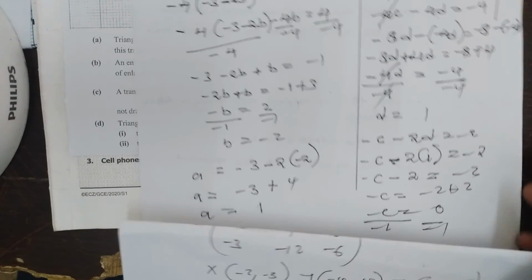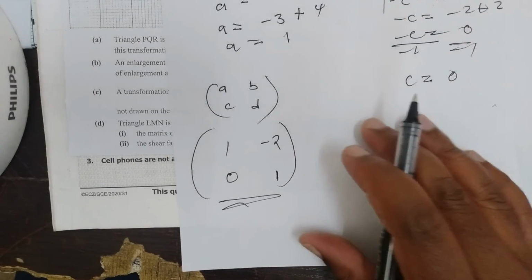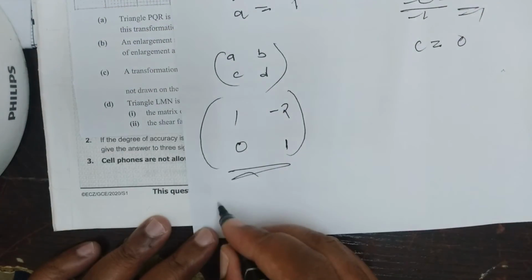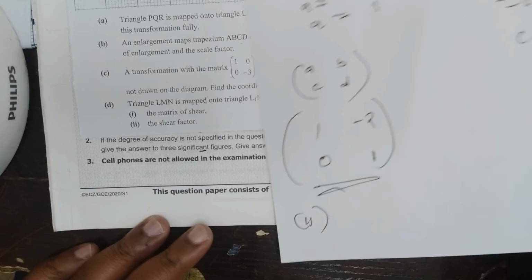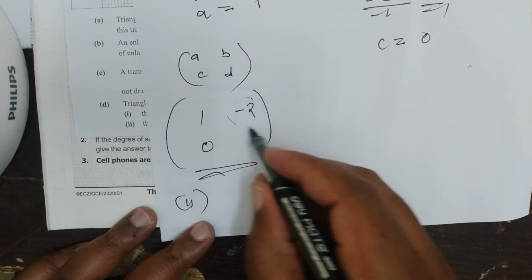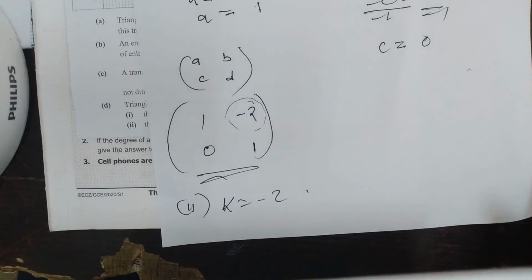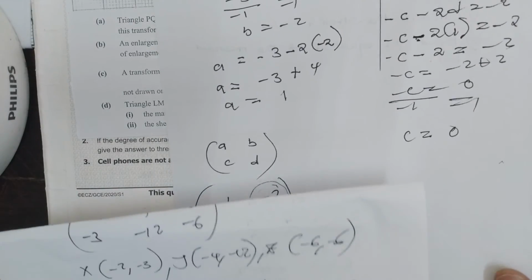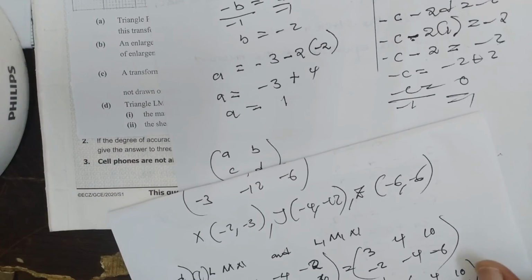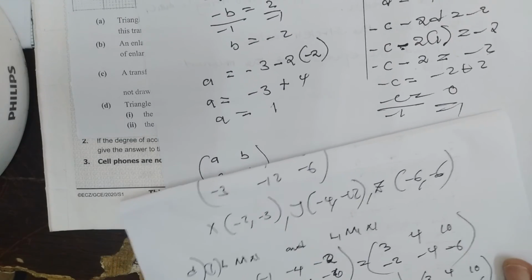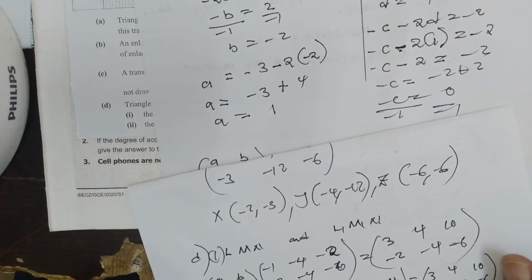But the good part is that the other one has already been worked out, so you don't need to worry now. For Roman numeral 2, what is the shear factor? The shear factor is this one. So just say k is negative 2. And that's where you're supposed to find this one. But you have to be quick and make sure that you finish in less than maybe 20 minutes. You have to be as quick as you can.